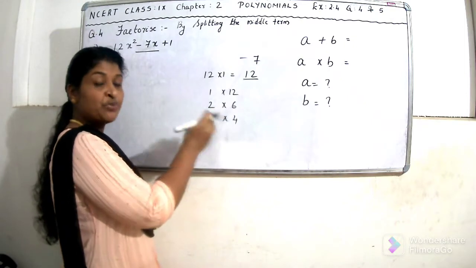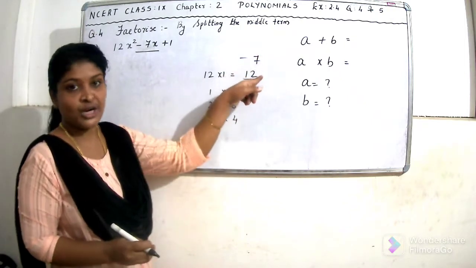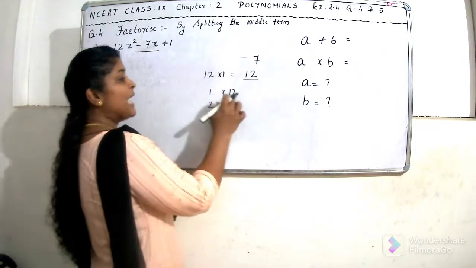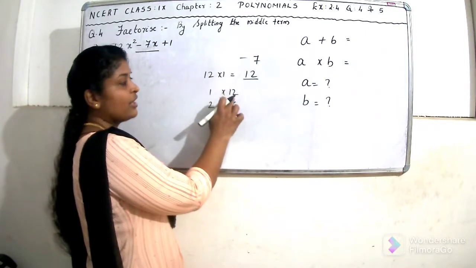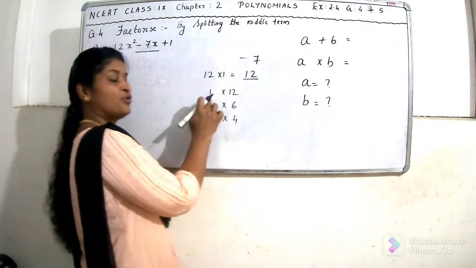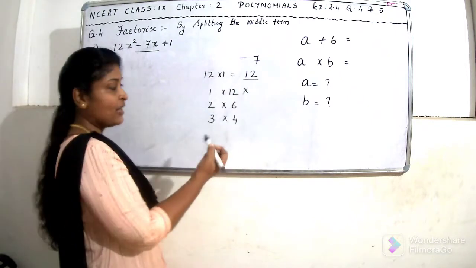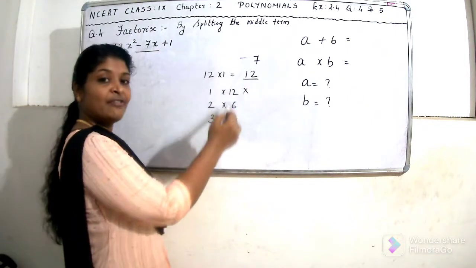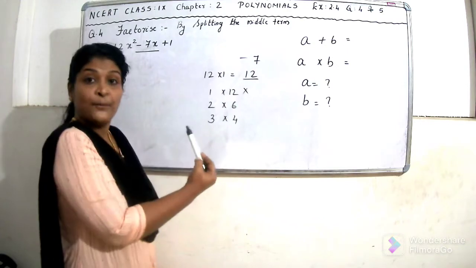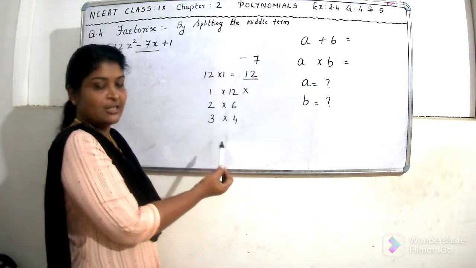So which pair do we have to select? Which satisfy these two conditions? When we add these two, we get 13, but we have to get negative 7. When we subtract, we get 11. So we are not taking this. Next, in the same way, you want to check everything and select only the appropriate one. This is the first question, that is why I am explaining it.